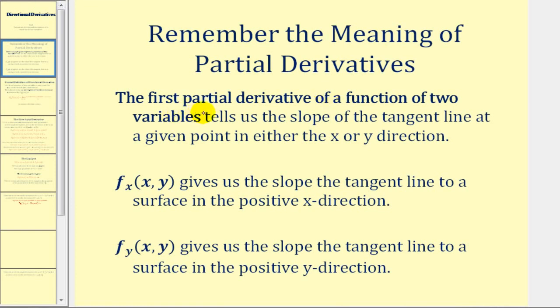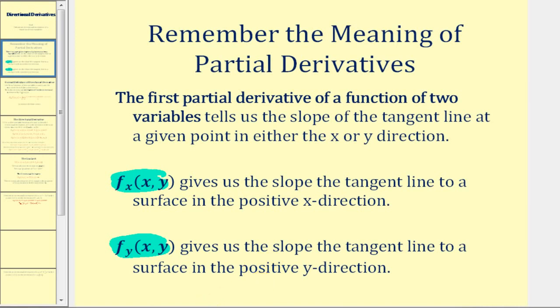Remember, the first order partial derivative of a function of two variables tells us the slope of the tangent line at a given point in either the positive x or y direction. More specifically, the partial derivative of f with respect to x gives us the slope of the tangent line to a surface in the positive x direction, and the partial derivative of f with respect to y gives us the slope of the tangent line to the surface in the positive y direction. But a directional derivative will tell us the slope of a tangent line in any direction.